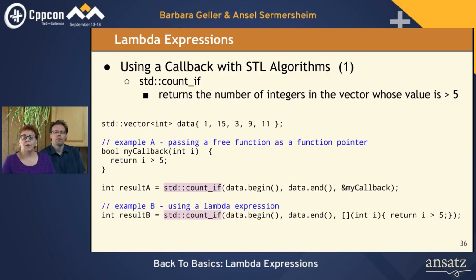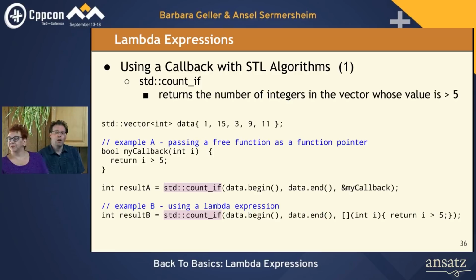So here's an example, and we're showing a callback, and it's being passed to an algorithm. On the first line, we're just declaring a vector of integers. In example A, we define a free function, because that's the part we're going to show first. And this is my callback, and it's responsible for testing if the passed parameter is greater than 5. The algorithm COUNTIF expects a callback, and it will just return a bool when it's invoked, and this is just going to count how many times we got a true.